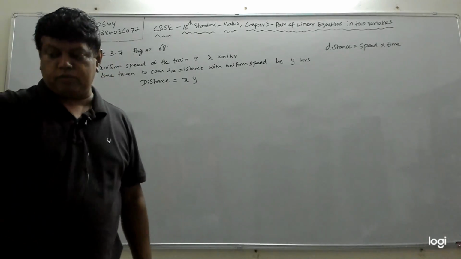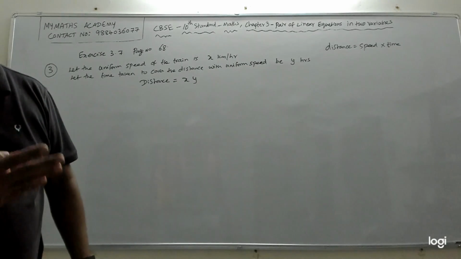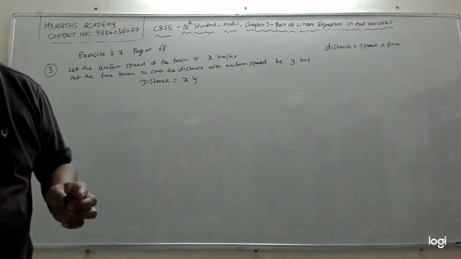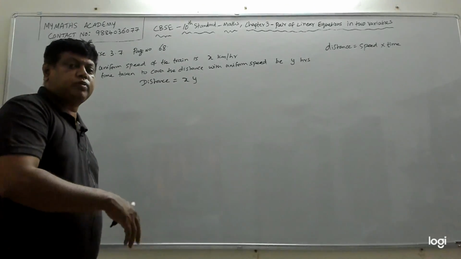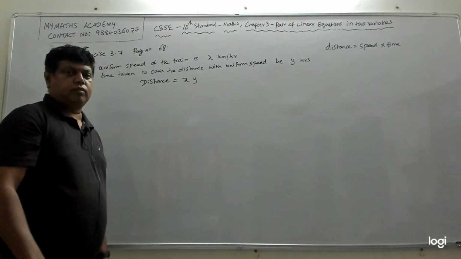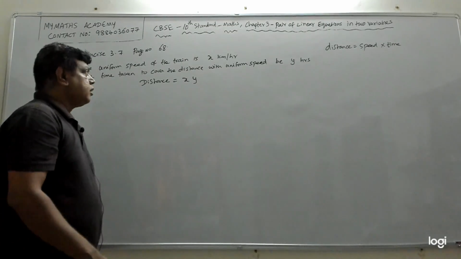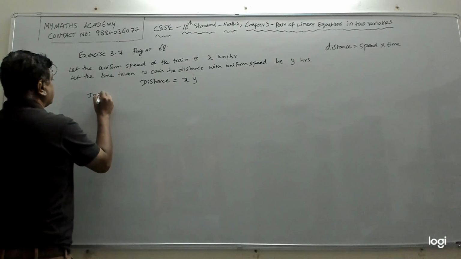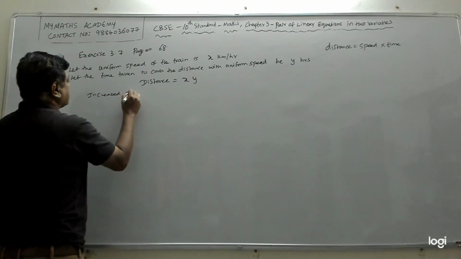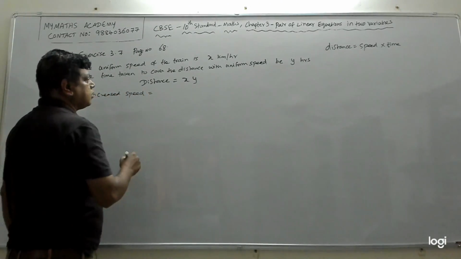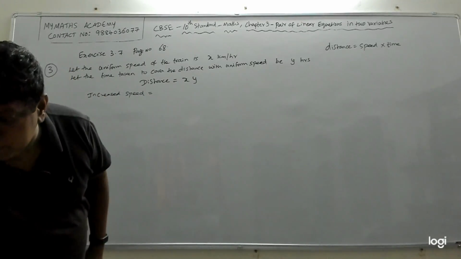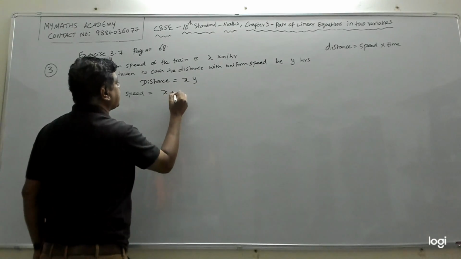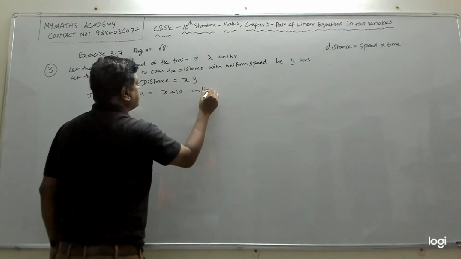Now if you read the question, it says if the train would have been 10 km faster, suppose the train goes 10 km faster, which means it is increasing the speed. So what will the increased speed be? The original speed is x. It goes 10 km faster means x plus 10 km per hour. This is the increased speed.